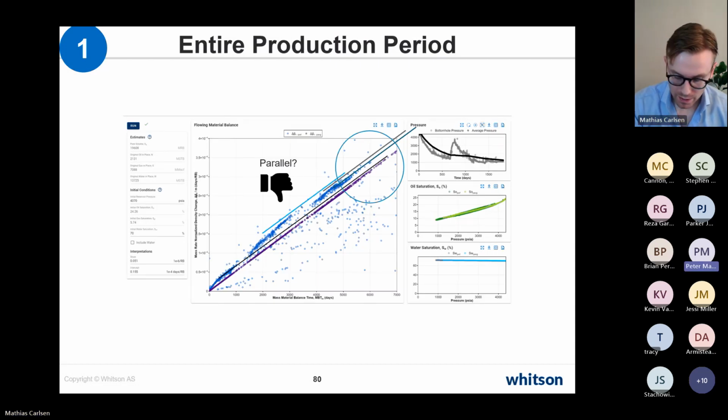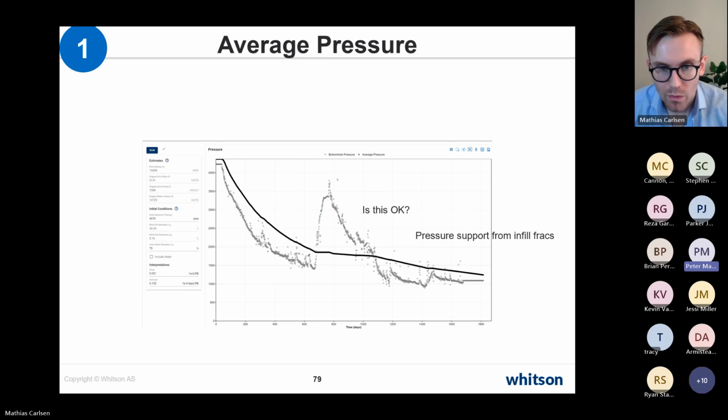Wait, Matthias, just to clarify, they did a refrac, or that pressure was only from the offset well's interaction with this well? Yeah, exactly. So this is not a refrac. This is just from infill wells. So this is actually a positive impact on the parent from having infill wells drilled close by. Okay, great, thanks.